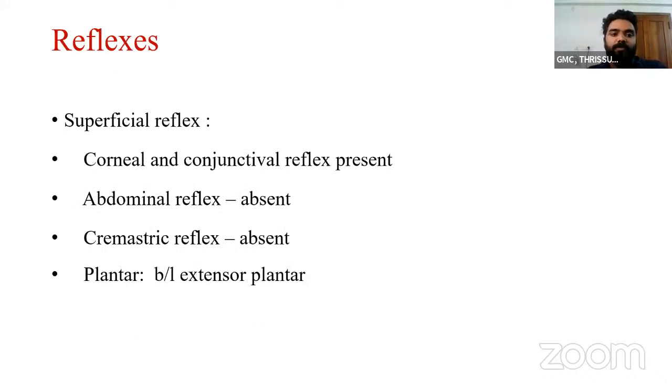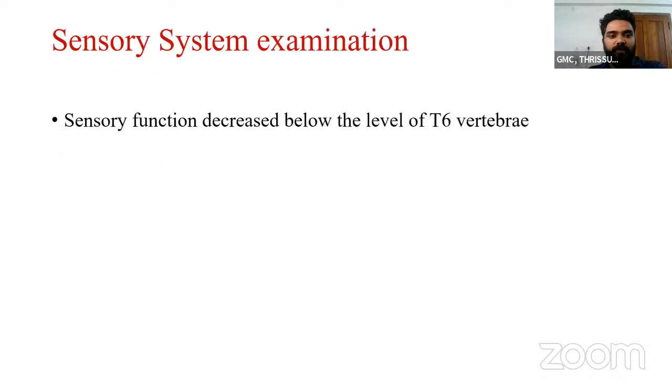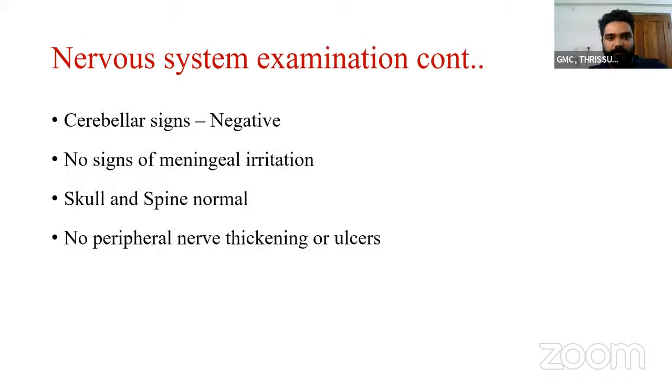All the superficial reflexes were absent except corneal and conjunctival reflex. Plantar was bilateral extensor, and deep tendon reflexes were 2 plus over the biceps, supinator, and triceps, but knee jerk and ankle jerk were 1 plus. On sensory system examination, all sensory function was decreased below the level of T6 vertebrae. Cerebellar signs were negative, no signs of meningeal irritation. Skull and spine were normal, no peripheral nerve thickening or ulcers.